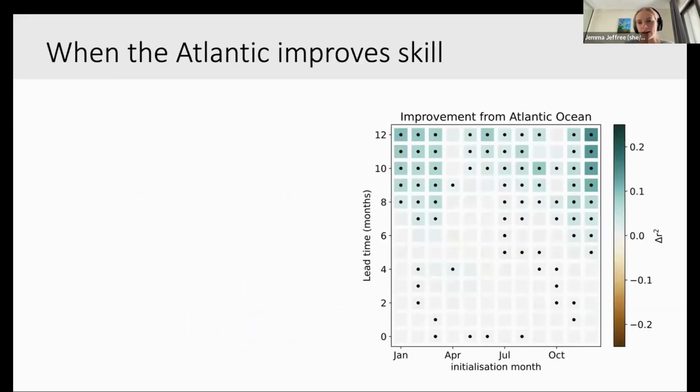And this is when the Atlantic improves skill and by how much. The black dots are a very rough back of the envelope measure of significance, so don't take it as gospel, but it's roughly when the colors should be trusted or not. That shows that at shorter than 6 months lead time, it doesn't really matter whether you use just the Pacific or the Atlantic as well. The Pacific forecasts do fine and the Atlantic doesn't improve much. But after 6 months, you get some improvement in your forecast skill from including the Atlantic Ocean.